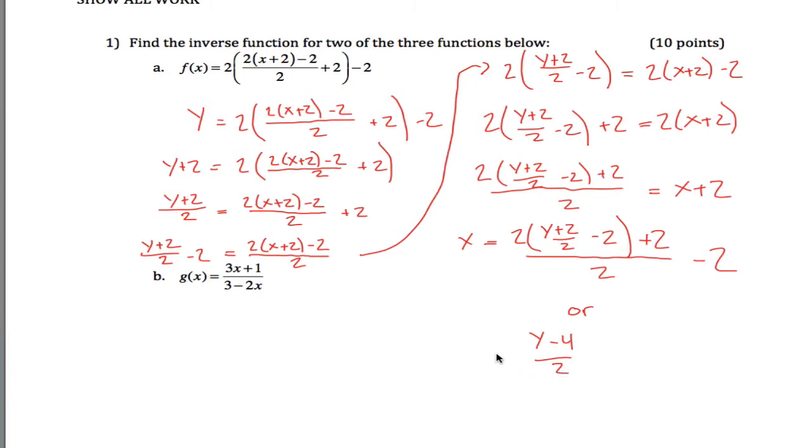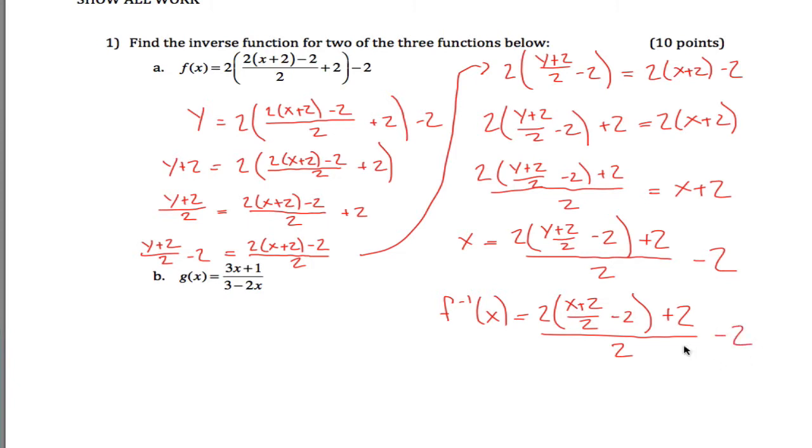You know, I think I'm just going to leave it. Let's just leave it. So you get here, change the notation so f inverse of x is equal to 2 times x plus 2 over 2 minus 2 plus 2 divided by 2 minus 2. Maybe I'll simplify this later so I can show you other answers, but I'm fine with this just like this. Let's move on to the next one.